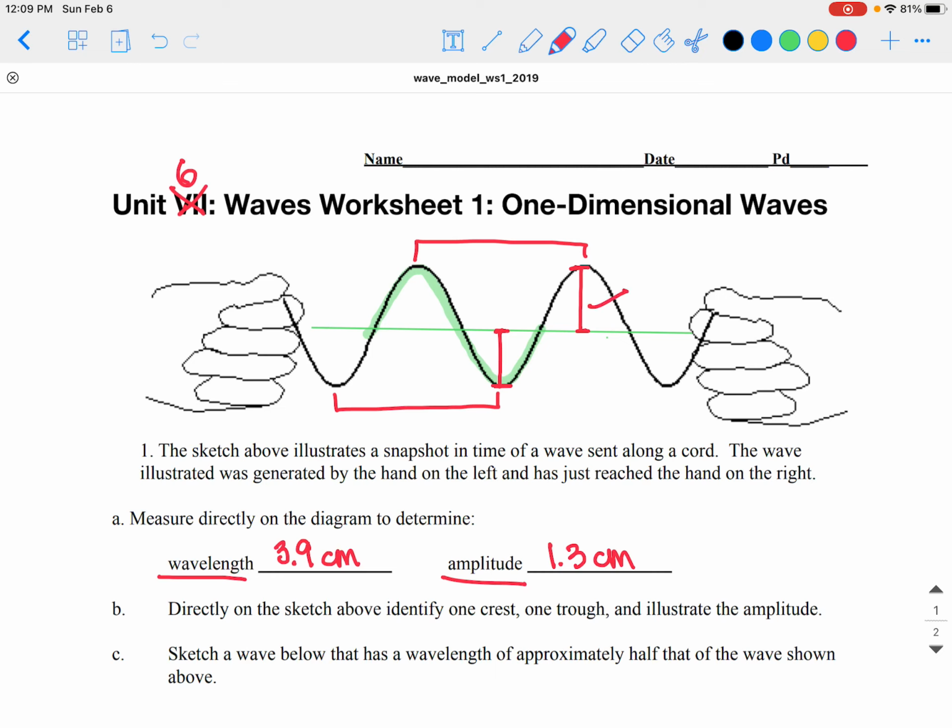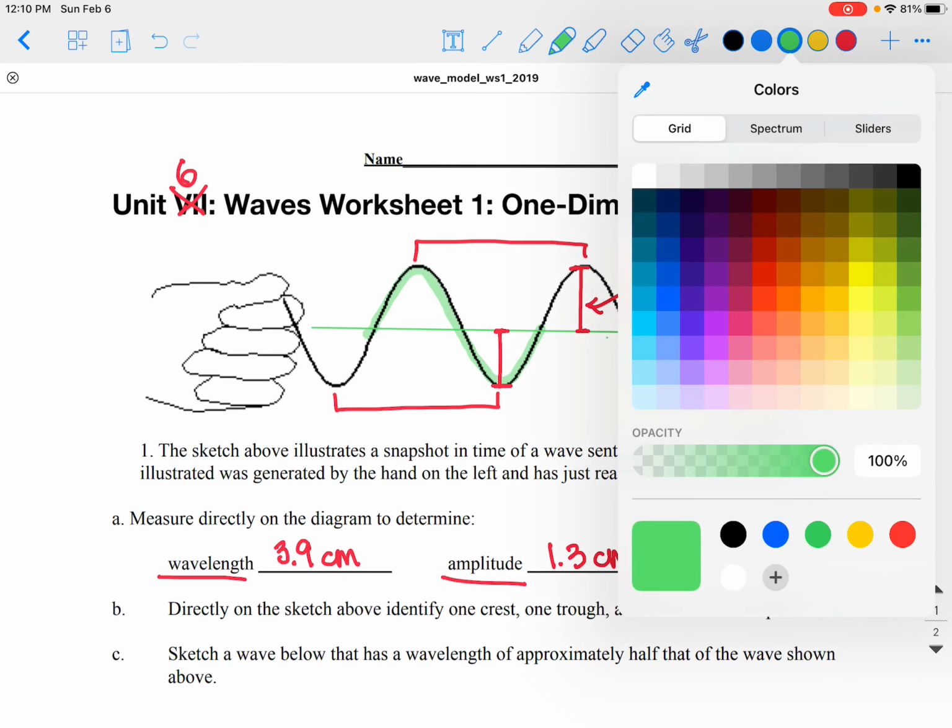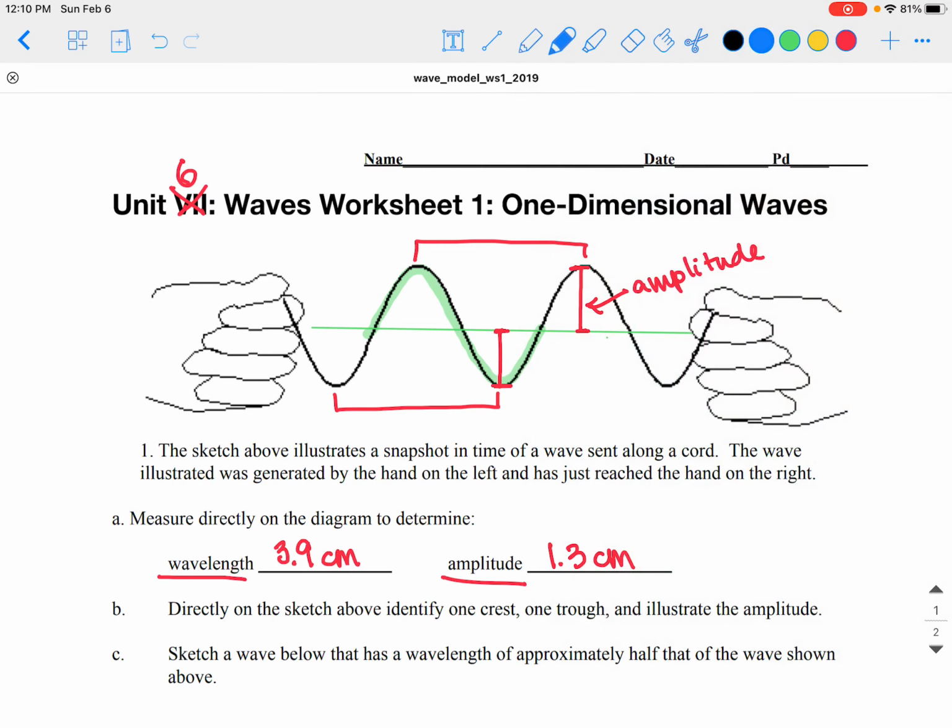So here's my amplitude. I've got a crest here. Let me use a different color. This would be one crest, and this would be one trough.